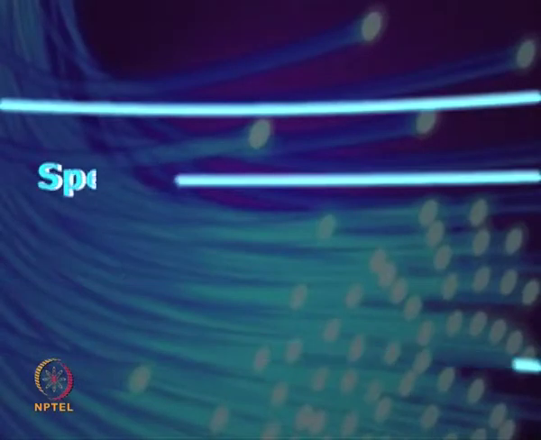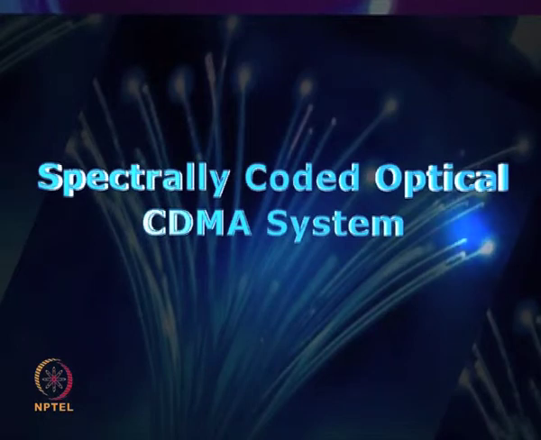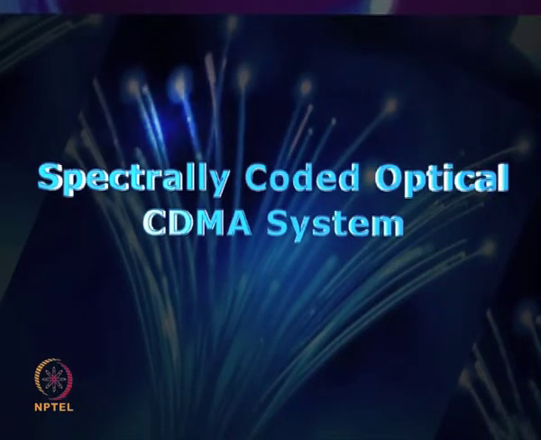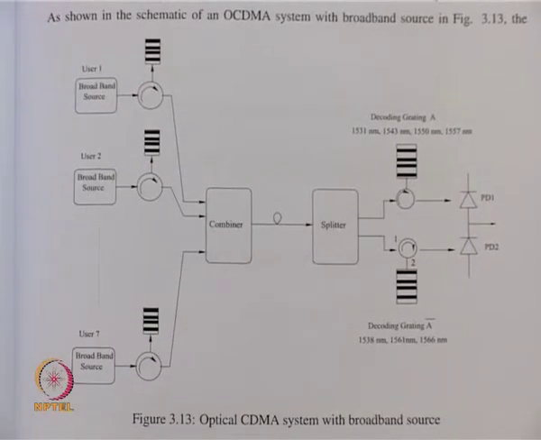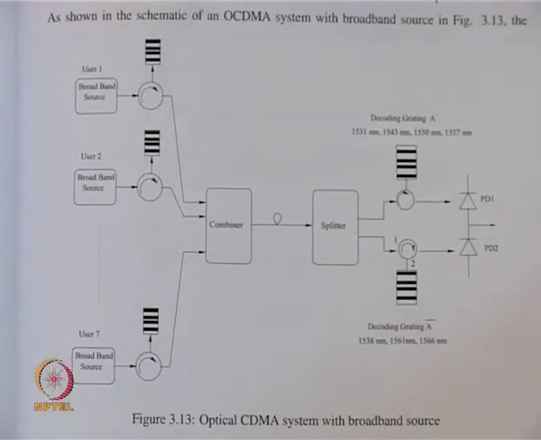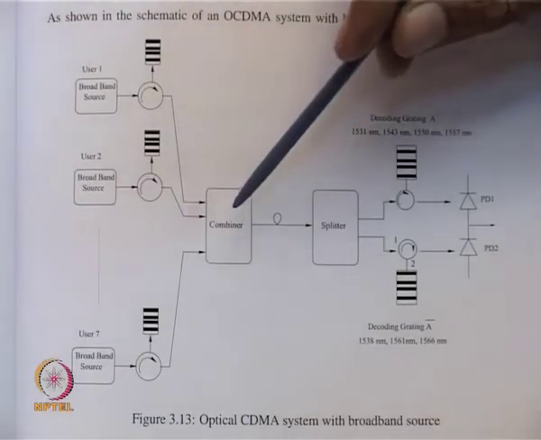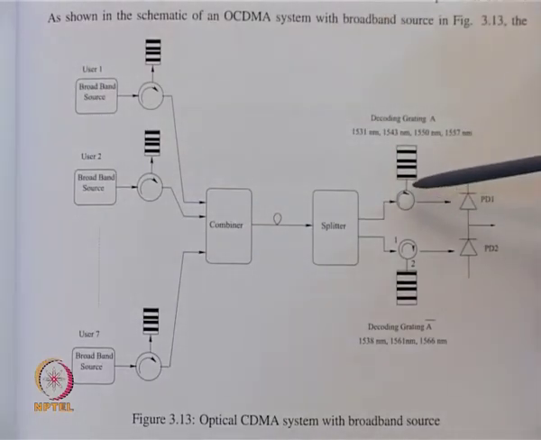This shows the demonstration and diagram of a spectrally coded optical CDMA system. It consists of user 1, user 2, user 3, user 4, etc., up to user 7. Each user consists of a broadband source, an optical circulator, and a series of gratings connected to circulators to get the output of a grating. Signals are combined by a power combiner.